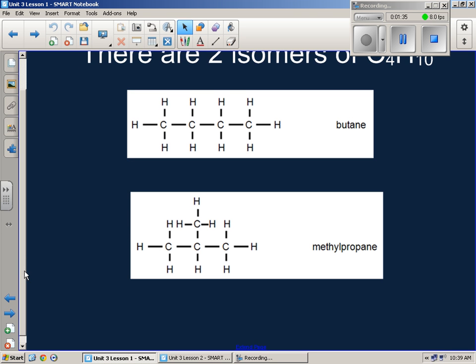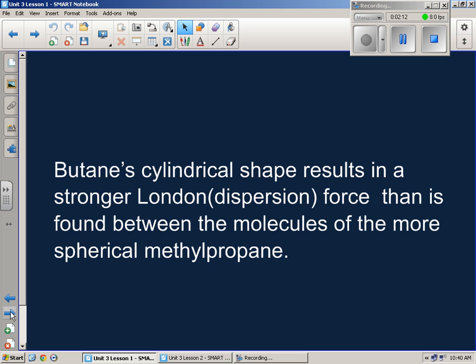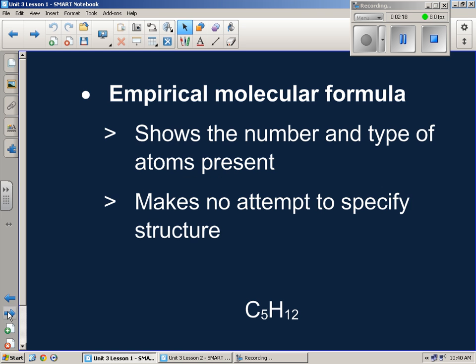Don't forget, this one here is linear kind of ish. This one was spherical, if you remember. So there's a difference between the boiling points. This one's probably going to have a higher boiling point because it's linear. It has a better shape to stack on top of the other one, more surface area for contact. This one is spherical, so when you think about how much this one affects this one, not as much. Less surface area to contact, less London forces. You can see that with the boiling points. For the linear one it is negative 0.5, about 0-ish, and this one here is negative 12, it's weaker. Butane's cylindrical shape has stronger London forces than the spherical shape.